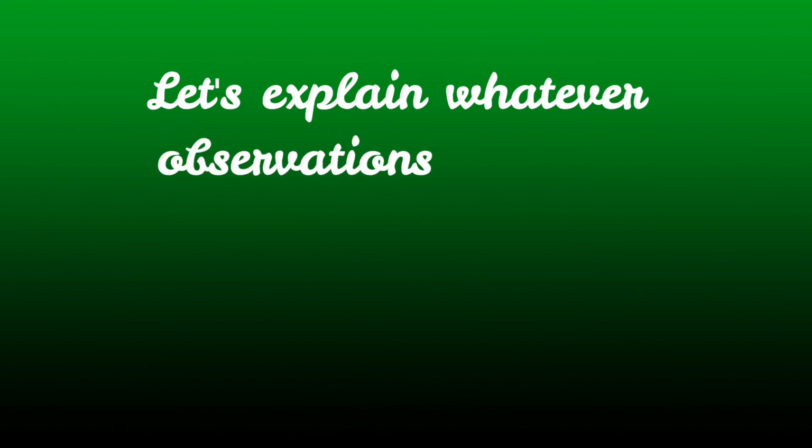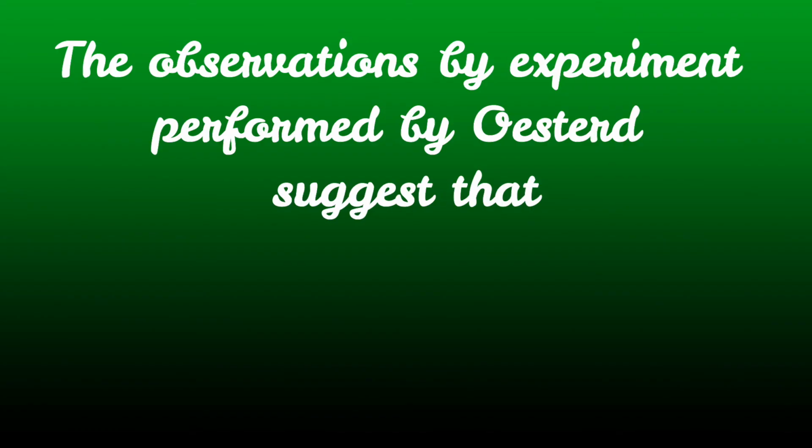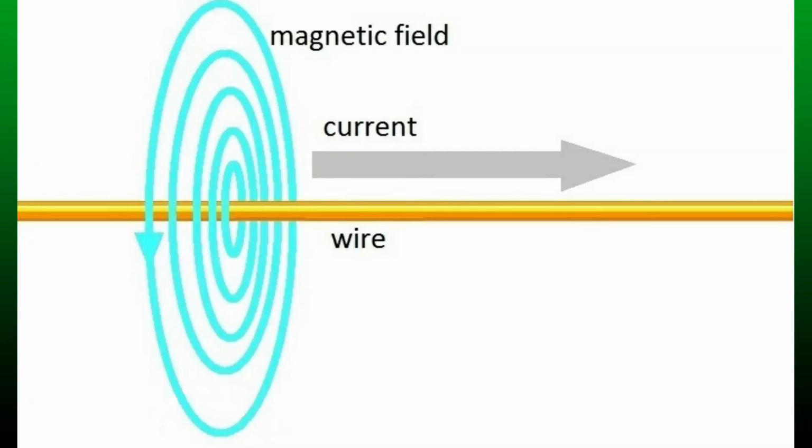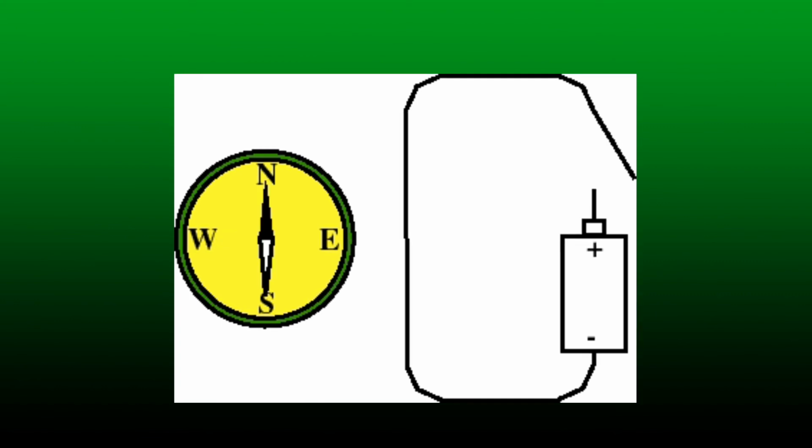Let us explain whatever observations we had. The observations of the experiment conducted by Oersted suggest that a current-carrying wire produces a magnetic field around it, and the magnetic needle of the compass experiences a torque in this magnetic field. So, it deflects to align itself in the direction of the magnetic field at that point.